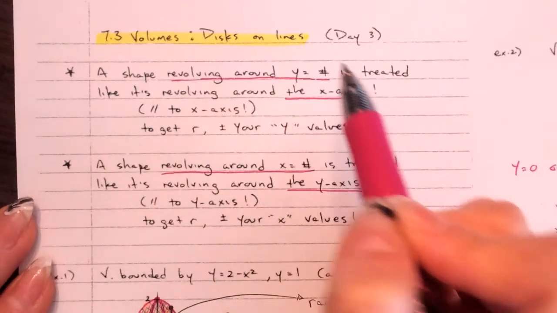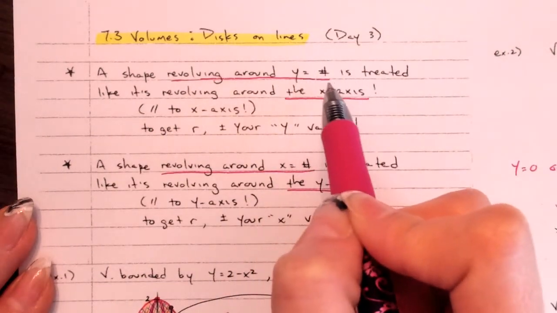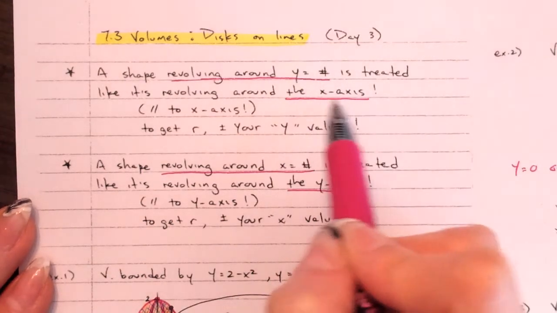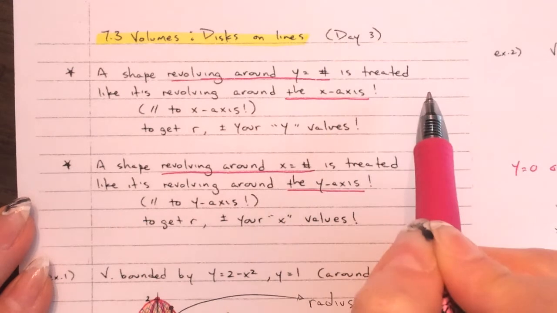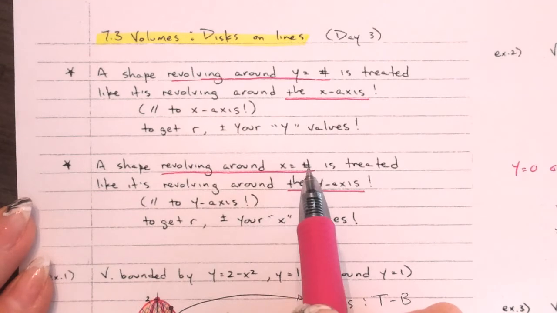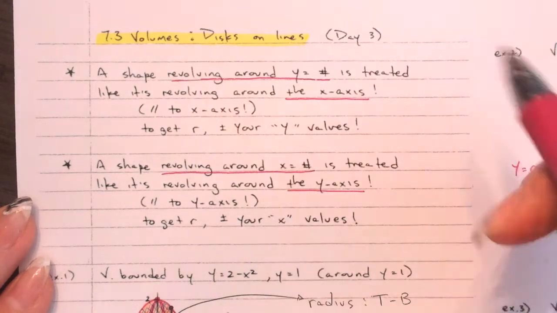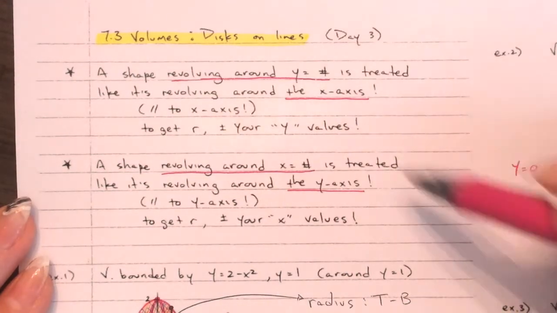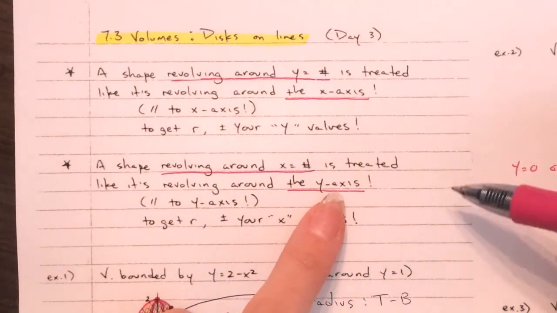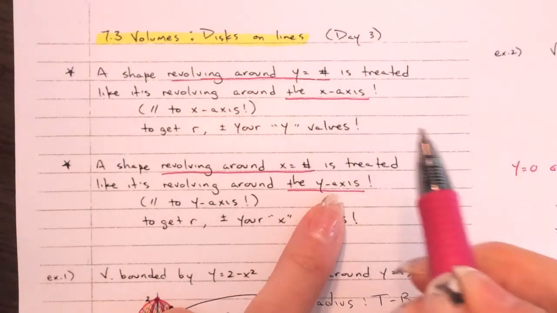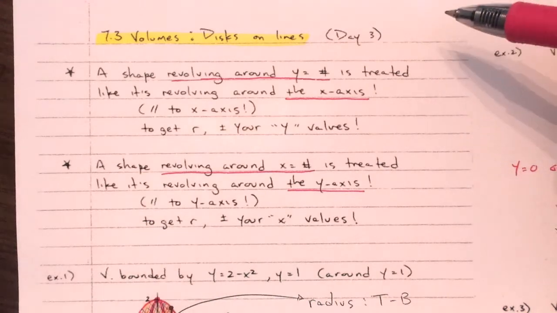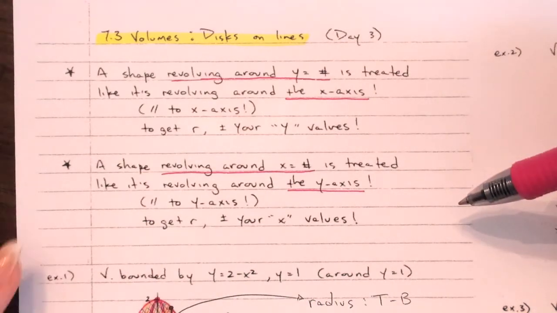Basically, now we're going around a y equals, which is a horizontal line, just like the x-axis is a horizontal line. So that means you would be in terms of x. Or we're going around an x equals, and x equals is a vertical line, parallel to the y-axis. So if you're going around something vertical, like the y-axis, you're in terms of y, okay?